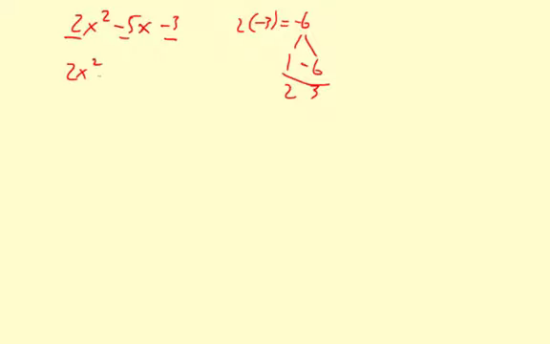2x squared, and I'm going to do plus x for the 1, then minus 6x, and then minus 3. What I did is I split this middle term up into two terms that work. And now I'm going to do the grouping. So I'll take the common factor out of the first two terms and then the last two terms. The common factor here is x. So then what's left? 2x plus 1, because x times 2x is 2x squared, x times 1 is x.